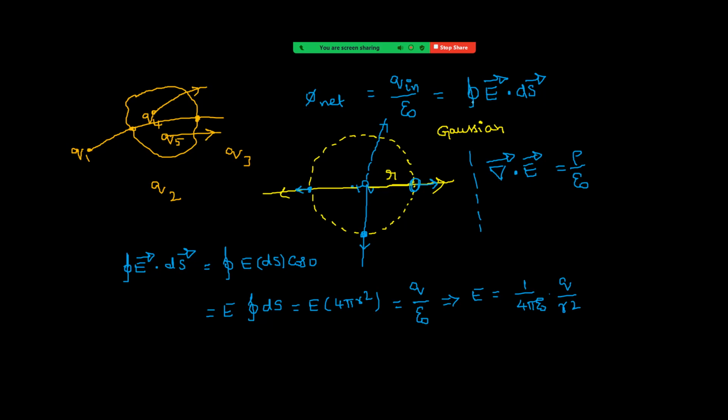We have an integration, right? That's what is known as integral form. And this is known as differential form: del bar dot E bar equals rho by epsilon naught, where rho stands for charge per unit volume. Let us see the notes for this.